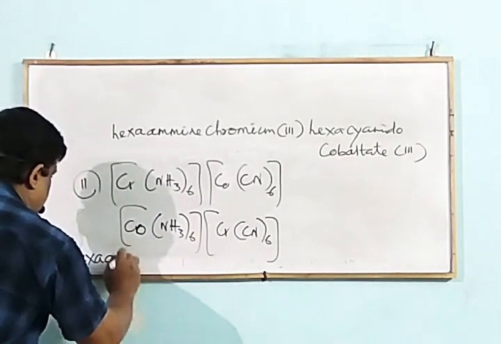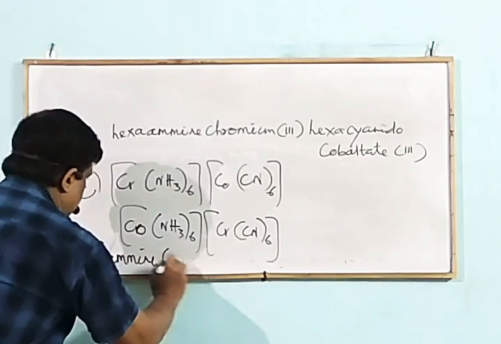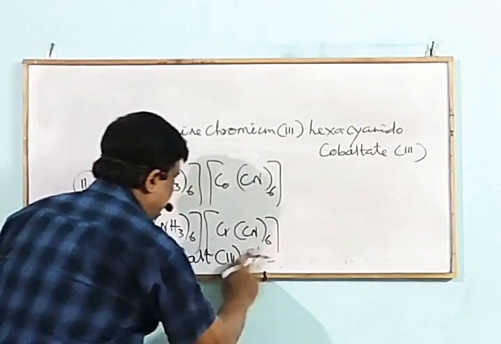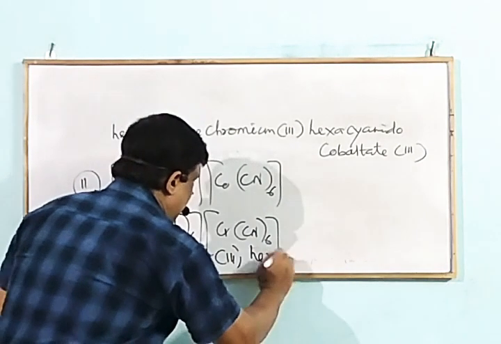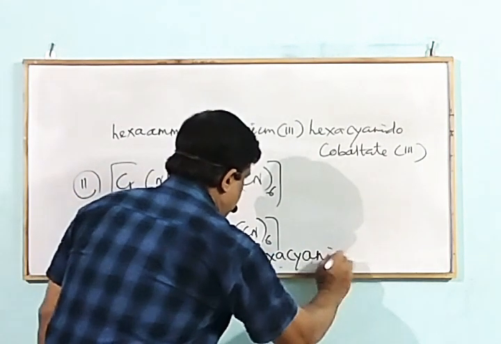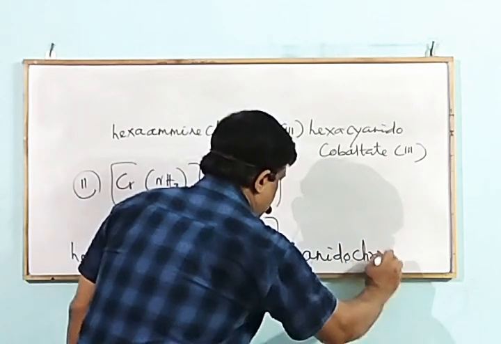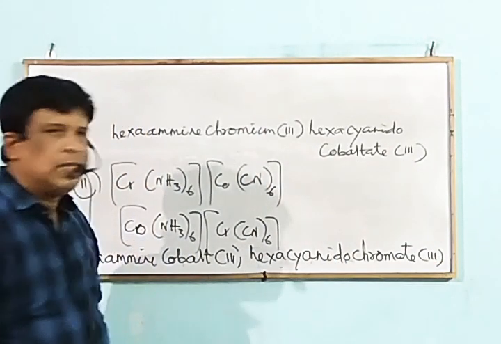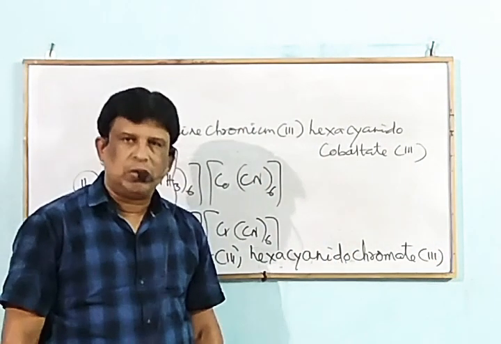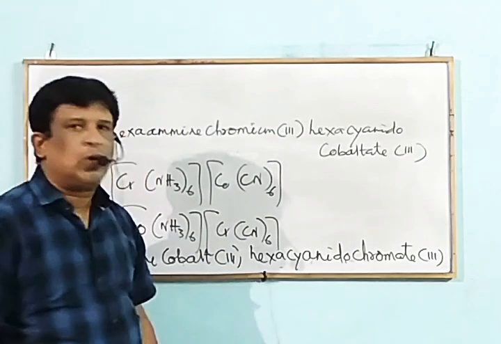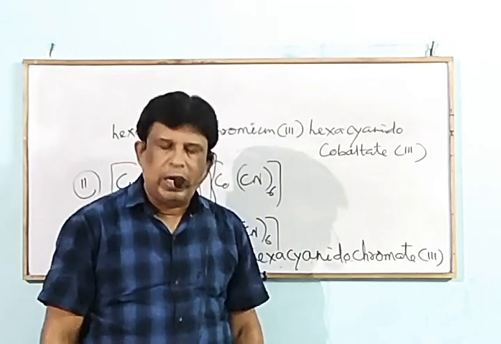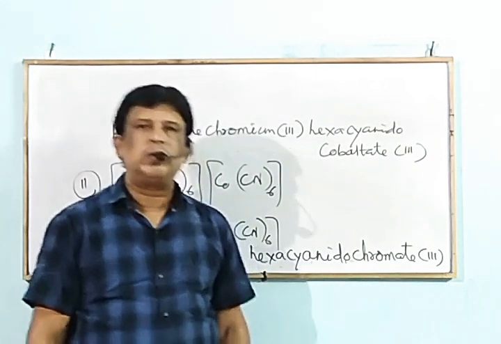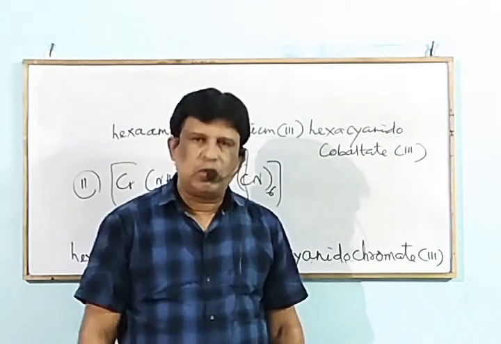hexaamminecobalt(III) hexacyanidochromate(III). These are some examples of coordination isomers. Each one is known as another coordination isomer and the phenomenon is known as coordination isomerism. It is all about structural isomerism.